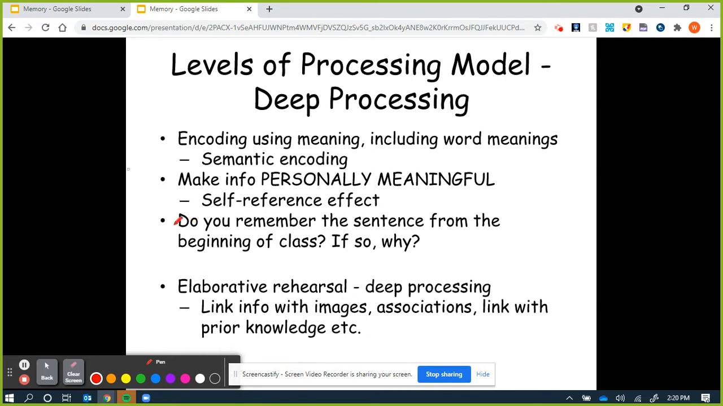Okay, this is also referred to as elaborative rehearsal: linking things with images, making associations, tying information back to prior knowledge. I try to do that a lot in here, saying, all right, let's tie this back to a concept that we learned earlier in the class. All of those are ways to elaboratively rehearse information so that it actually gets committed to memory, and we retain it on a deep level.